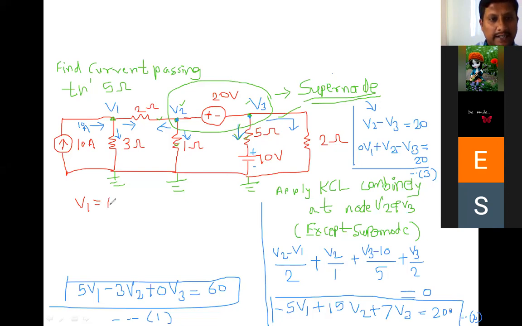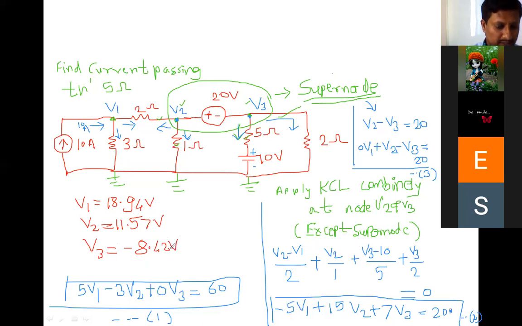Okay, V1 is 18.94, V2 is 11.57 volt, and V3 is negative, V3 is minus 8.42. Okay, now we have completed the steps of supernode analysis. In the supernode, 5 steps are there already. So in the next lecture I will tell what are the steps of supernode analysis.